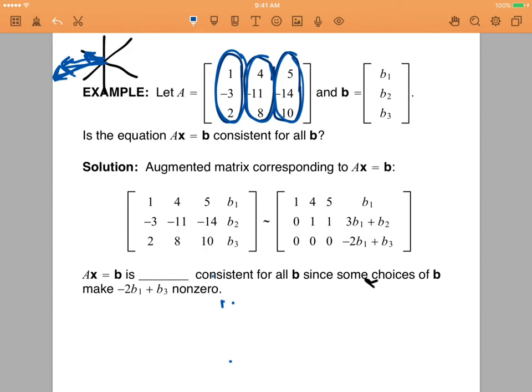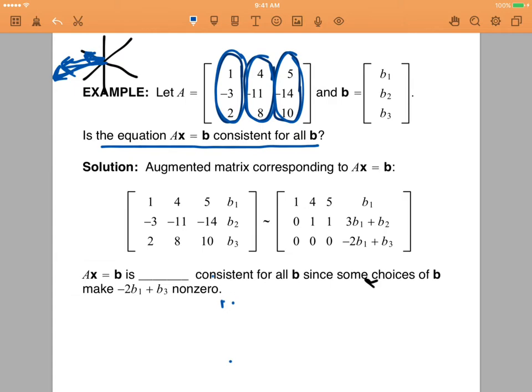Now we want to see if we can answer the question simultaneously for all possible values of b1, b2, b3. The way they say this here is: is the equation Ax equals b consistent for all b? Consistent, again, means that there is a solution. Could be 1, could be many, could be infinitely many, but is there a solution?